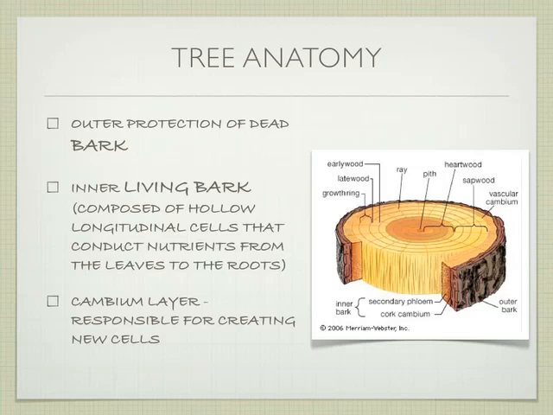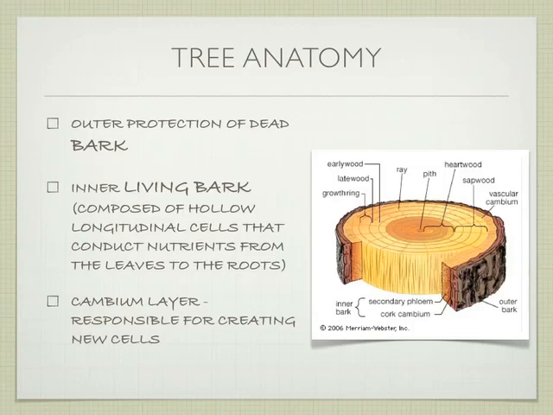These are the parts of a tree. So we have an outer protection of dead bark, which is what we'd touch if we were tree huggers and we went out into the forest and put our arms around a tree, right? That's the outer layer of dead bark. We have an inner layer of living bark, which is right inside here, right? It's composed of hollow longitudinal cells that conduct the nutrients up from the roots up into the leaves of the tree, or the needles of the tree if it's a conifer, right?